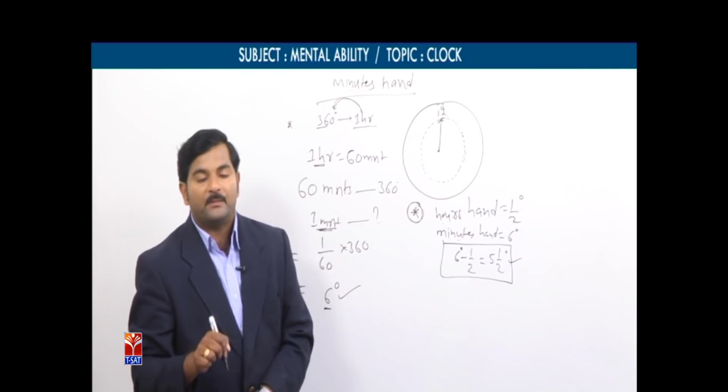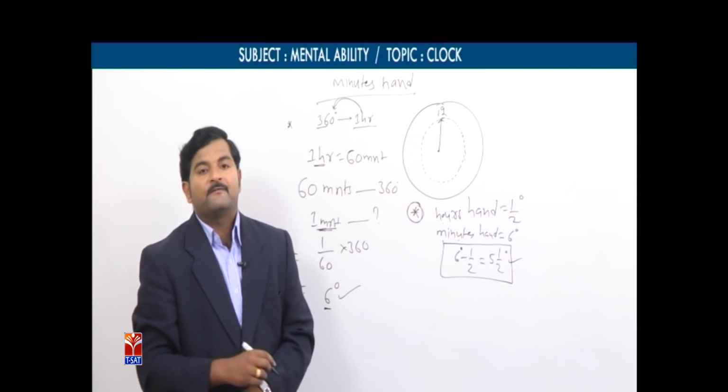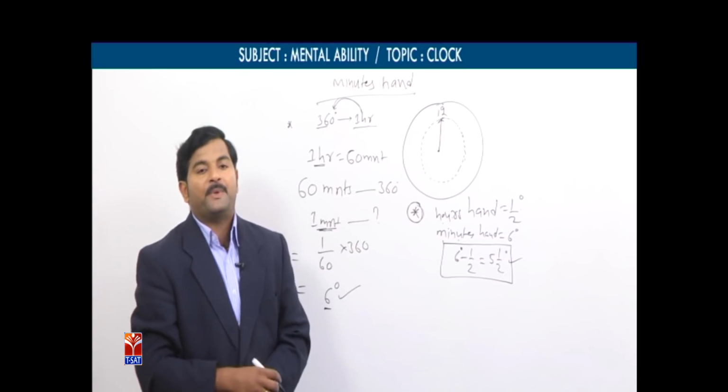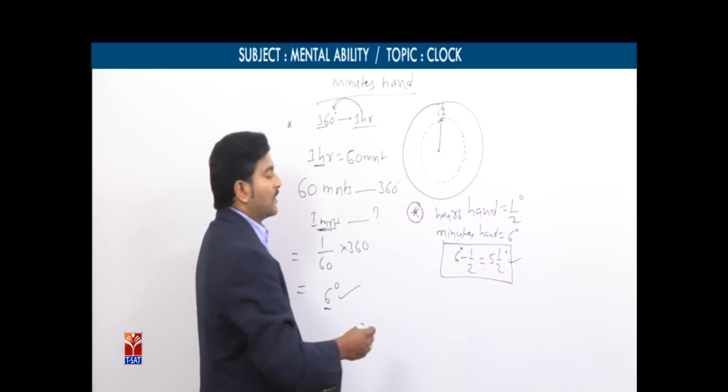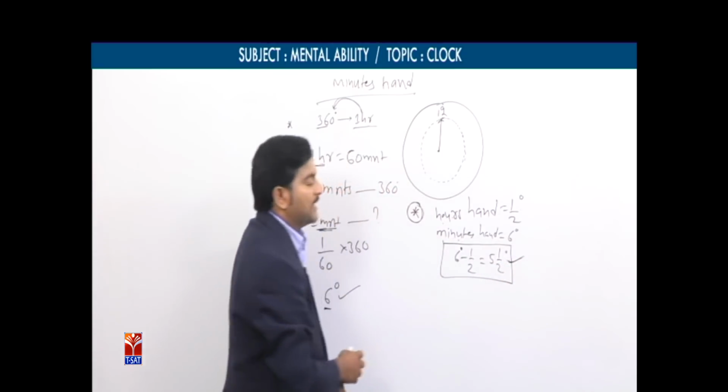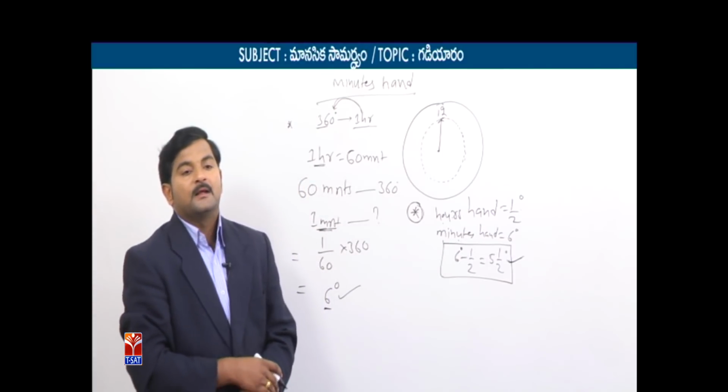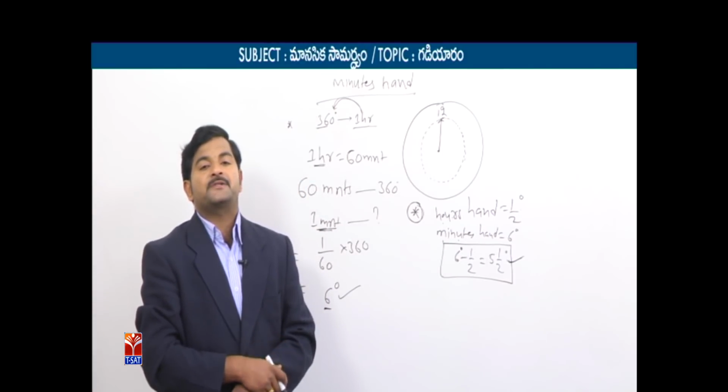In the span of 1 minute, the minute hand makes 5.5 degrees more when compared to the hour hand. Therefore, this 5.5 degrees is said to be the relative speed of the two hands.